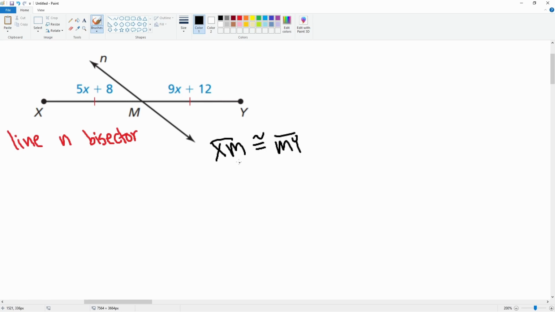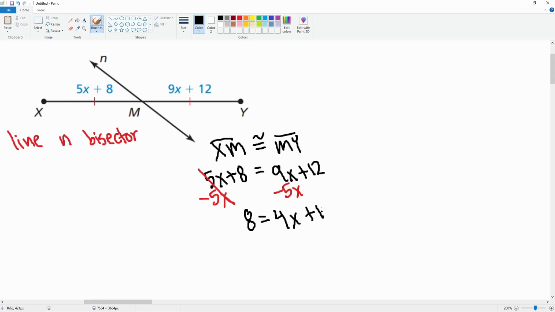Now we can plug in our values. XM is 5x plus 8. That's going to be equal to MY, which is 9x plus 12. Let's solve for it now. We're trying to get the variable out first, so we're going to subtract 5x to both sides. 5x minus 5x, that gets canceled, making you 0 on the left. So it's just 8 is equal to 9x minus 5x, which is 4x, bring down the plus 12.